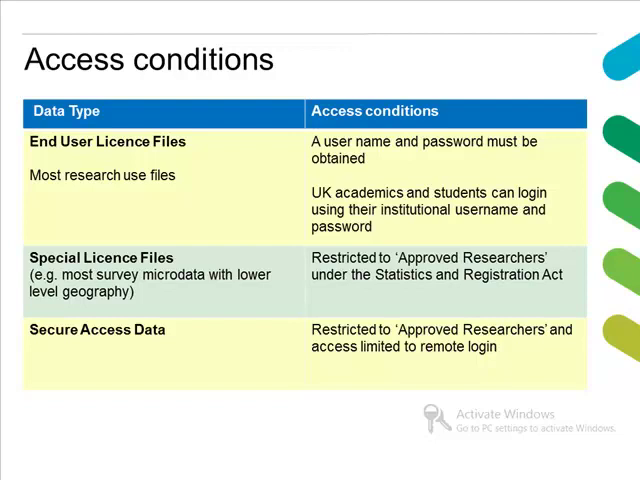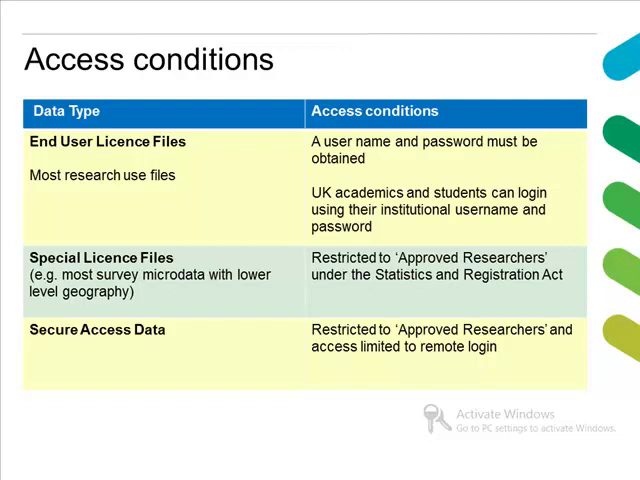What special license means effectively is that it's slightly potentially more disclosive than the end user license data. So none of these will have anybody's name or address or anything like that or postcode on it. However, special license files might include lower level geographies. It won't include very low level geographies like the kind that Richard was talking about, that would be far too low. But it might go down to sort of, I don't know, county level, that kind of thing.